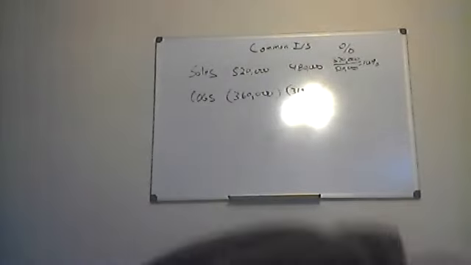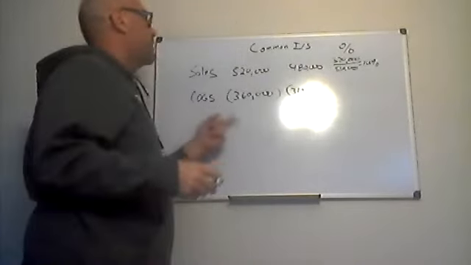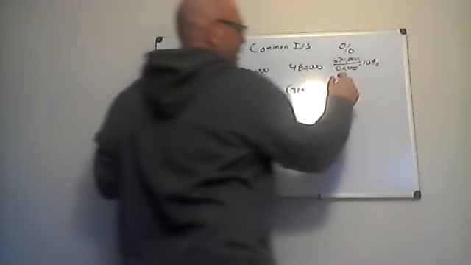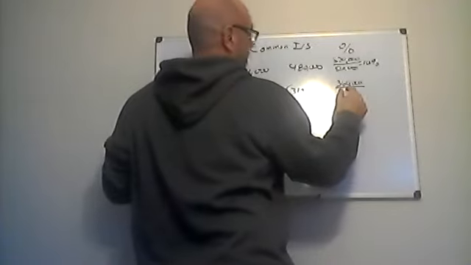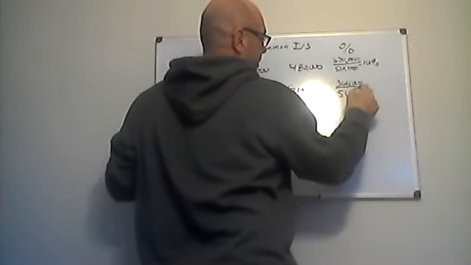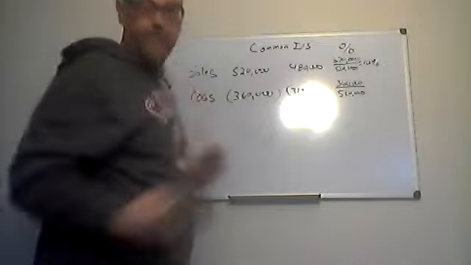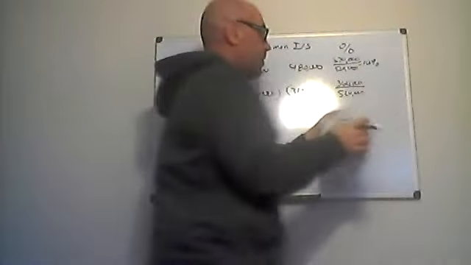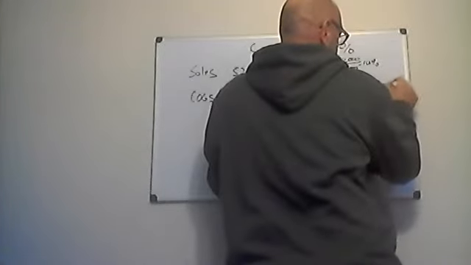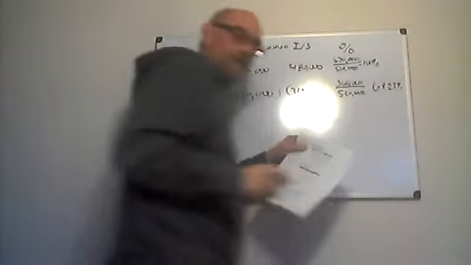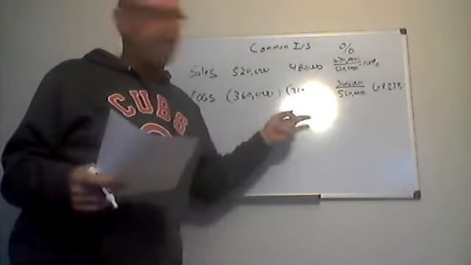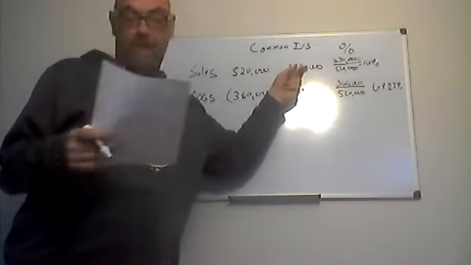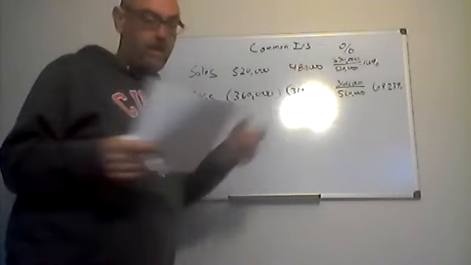What we're going to do is calculate what percent of our sales they are here. So for year one, 360,000 divided by 520. And when you do that, you find out that your cost of goods sold is 69.23% of sales in the first year. You would do the same thing for year two, 315 divided by 480.